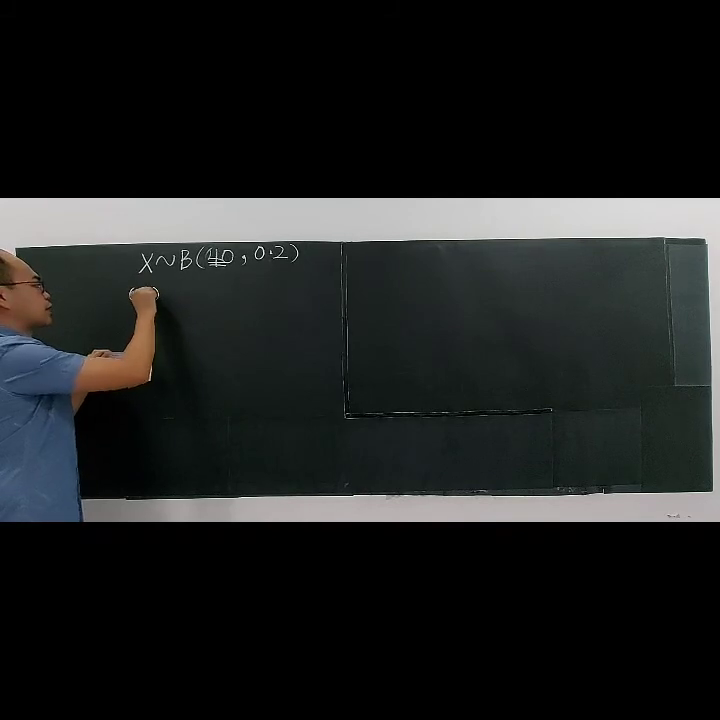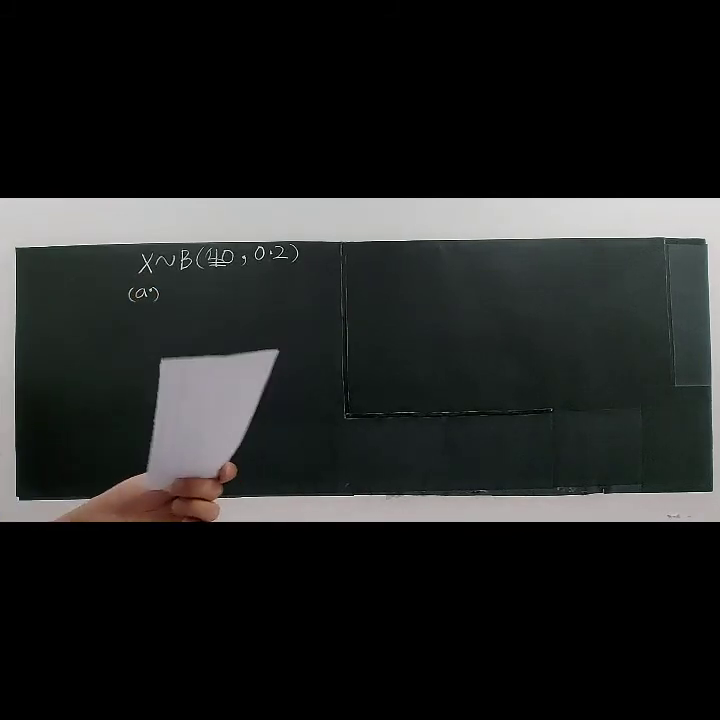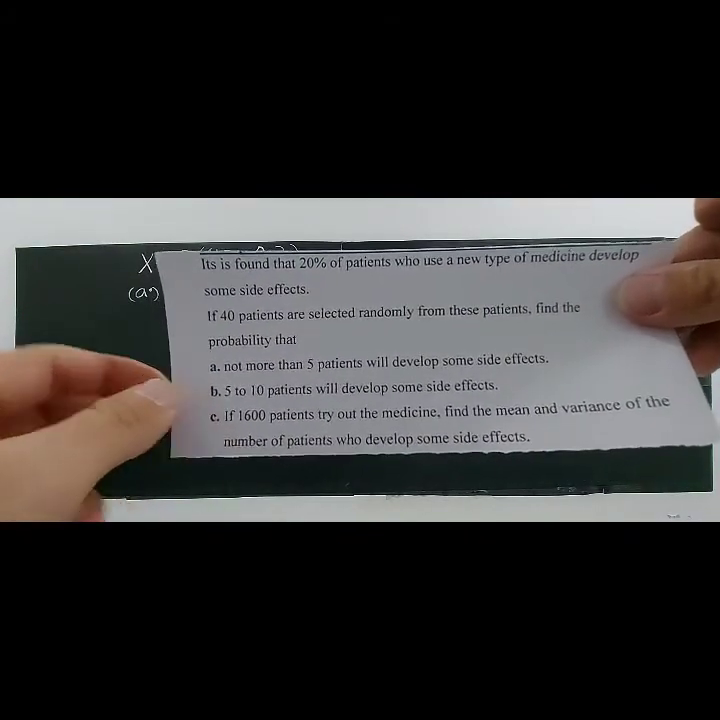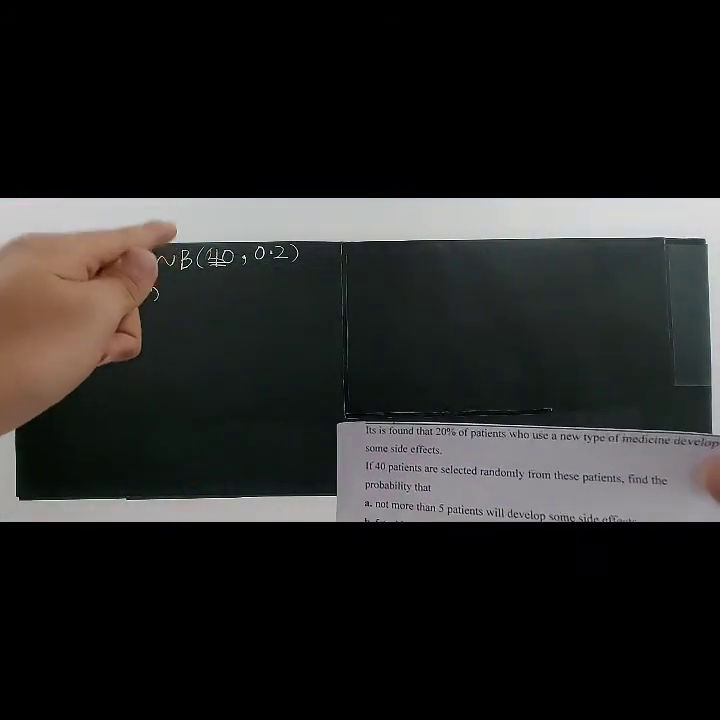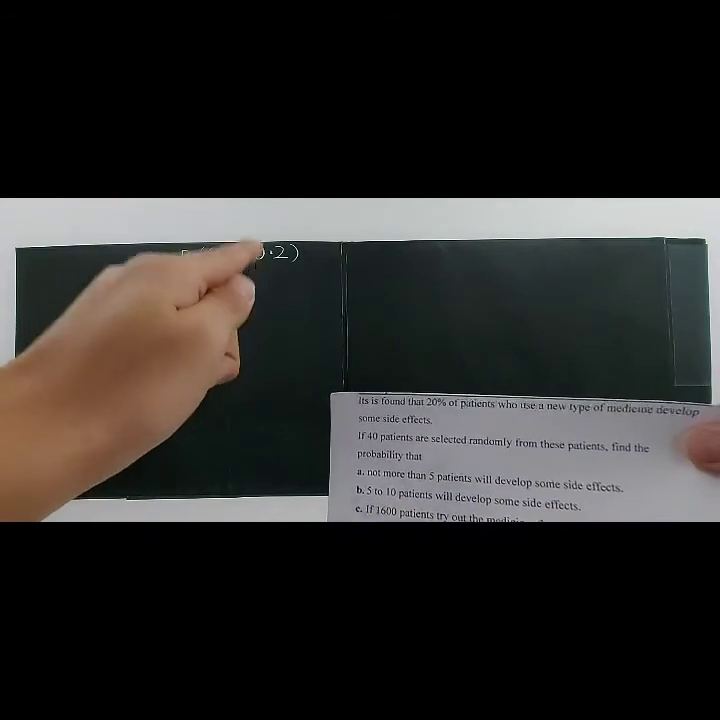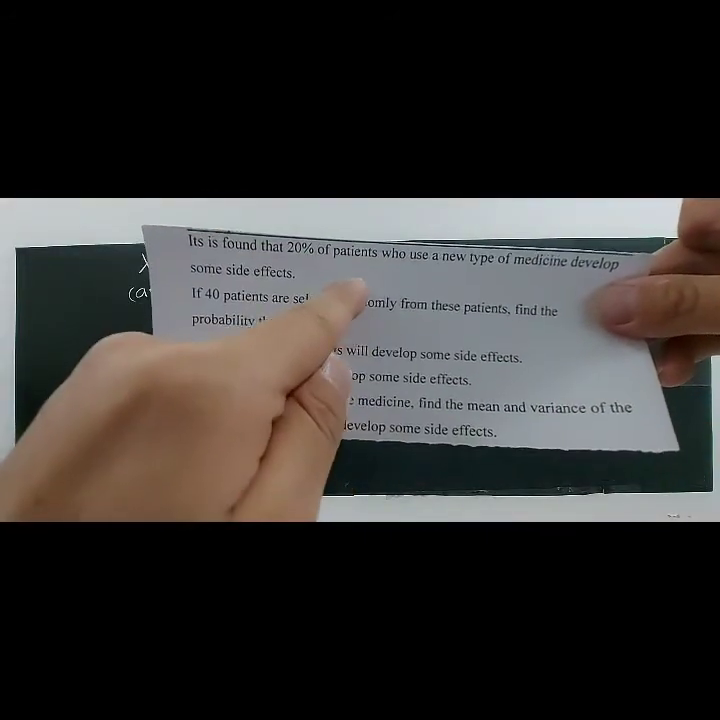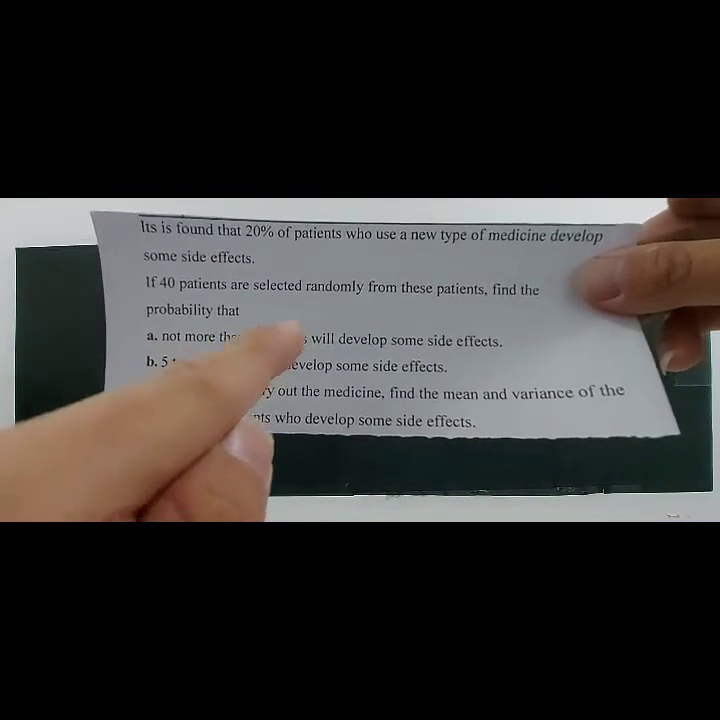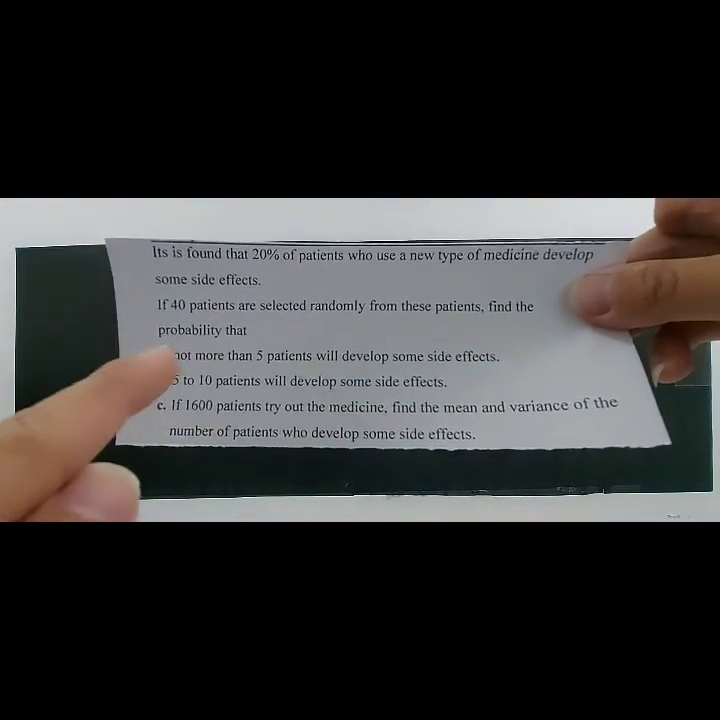You have to understand very properly before you answer the question. So look at part A here. If 40 patients, this is my n. And the probability of success, meaning have side effect, is 0.2, right? So the question said, not more than 5 patients will develop side effect.